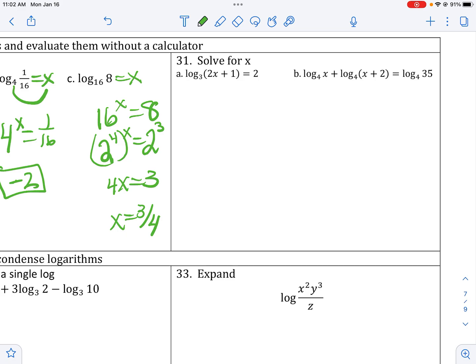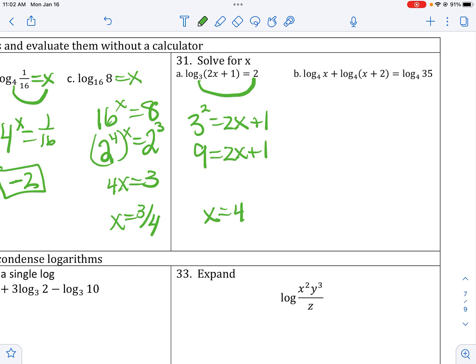Now solve for x. Well, if I rewrite it, 3 squared equals 2x plus 1. So 9 equals 2x plus 1. If I solve for x, x is equal to 4.